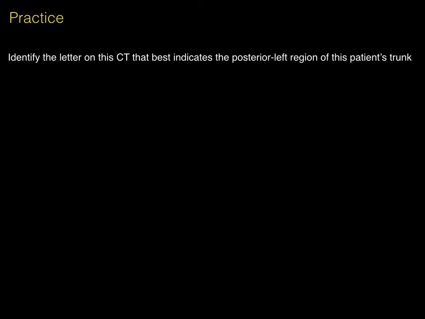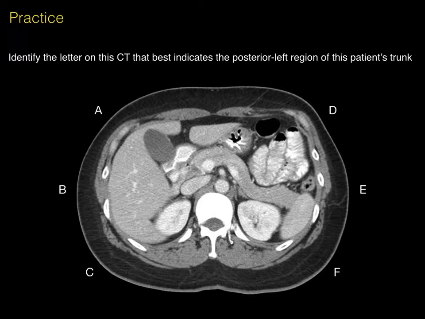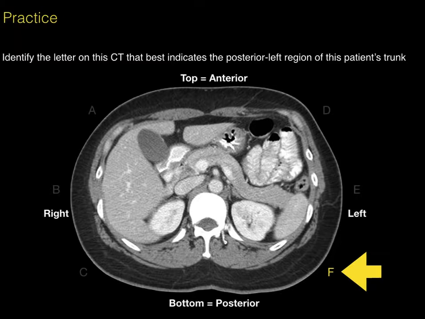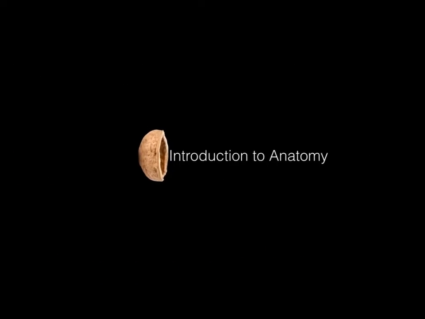How about another one? Identify the letter on this CT that best indicates the posterior left region of this patient's trunk. Posterior left region. So pause and find that. All right. Well, posterior, because the patient's lying on their back, is here. And then you shake your left hand with their left hand, and there we have it. So the letter F best shows the posterior left region of this patient's trunk. Okay, like that.